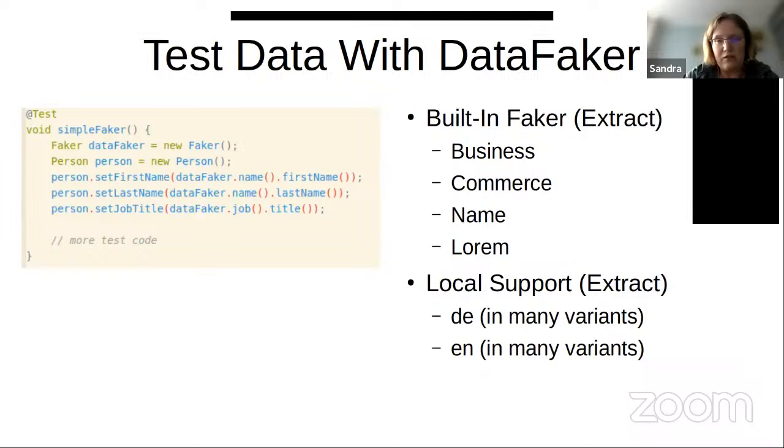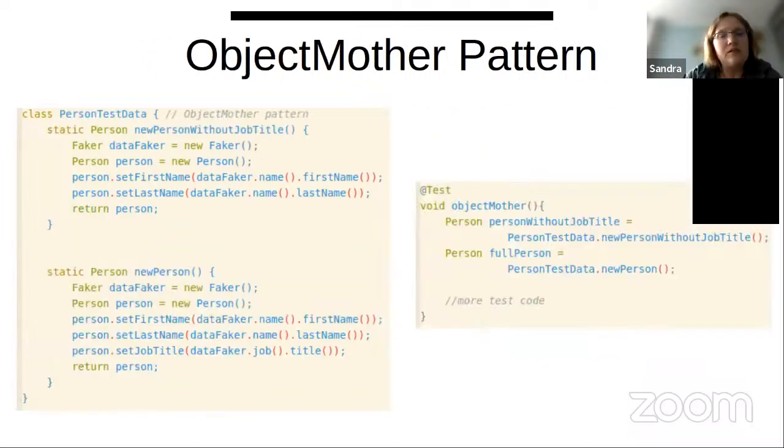So when you need an English variant for that, use the local support for English for your Indian, or when you're in Germany, you can use the German one. The next problem is how to structure this test data, because there is a lot of boilerplate code. You always have a person that needs a first name and last name, so you can structure your test data with the ObjectMother pattern.